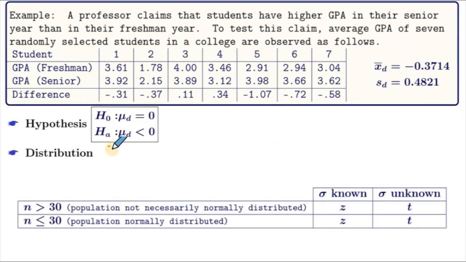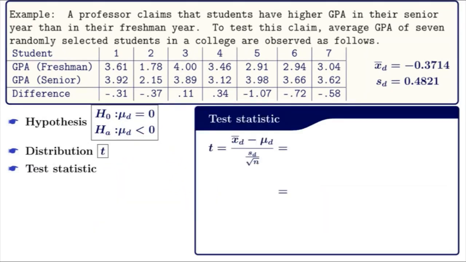Next, we want to determine what distribution to use. For that, we can use this table here. In this case, we will be using the sample standard deviation because we know nothing about the population standard deviation. We will be using t-distribution. Now, let's calculate the test statistic using this formula here.